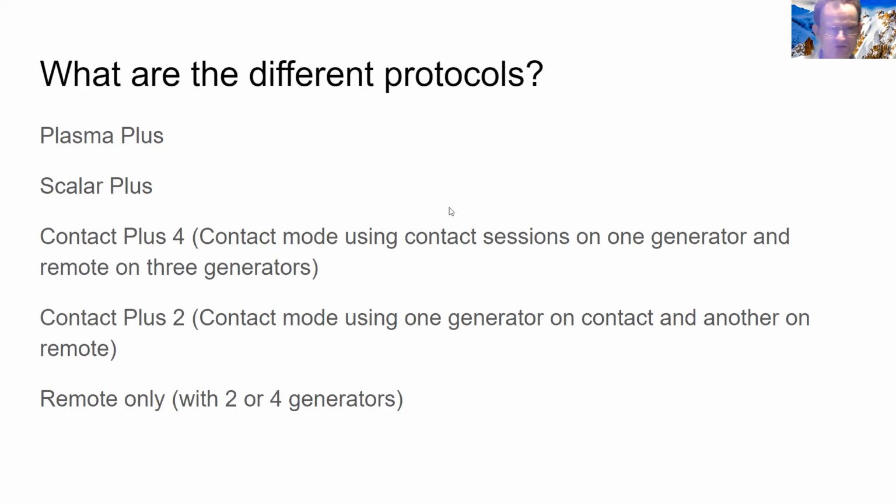So taking into account the number of different forms of equipment, what are your protocols? The most basic and cheapest ones is the remote only, with either 2 generators or 4 generators. The cheapest of all methods, financially speaking, is contact plus 2, which is when you're doing contact and you're using 2 generators. Then you've got contact plus 4 when you've got 4 generators, which is 1 being used for contact and 3 being used on remote. And then, of course, you've got the scalar and the plasma methods too.